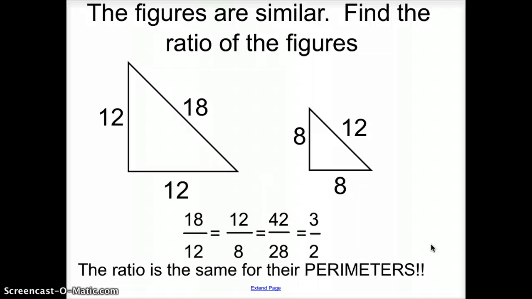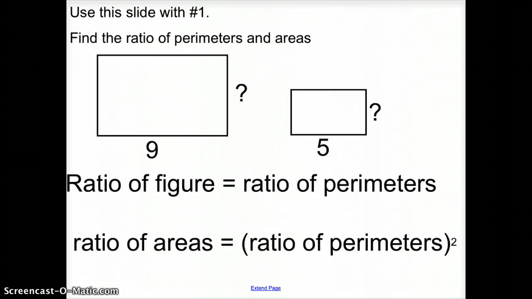or 3 to 2. So the point here is that anytime you can find the ratio between two figures, in this case 18 to 12, which is similar to this 12 to this 8, every single time the perimeter will have the same exact ratio as the figure itself to the similar one.